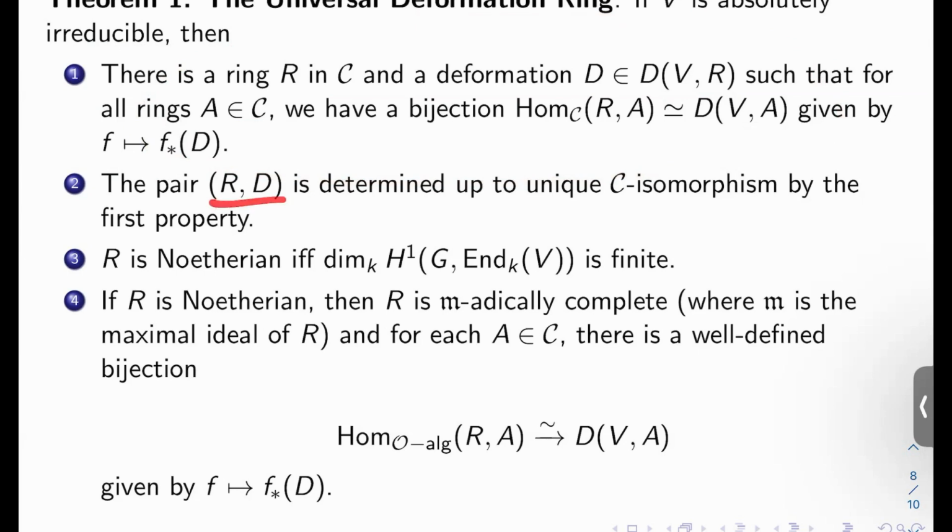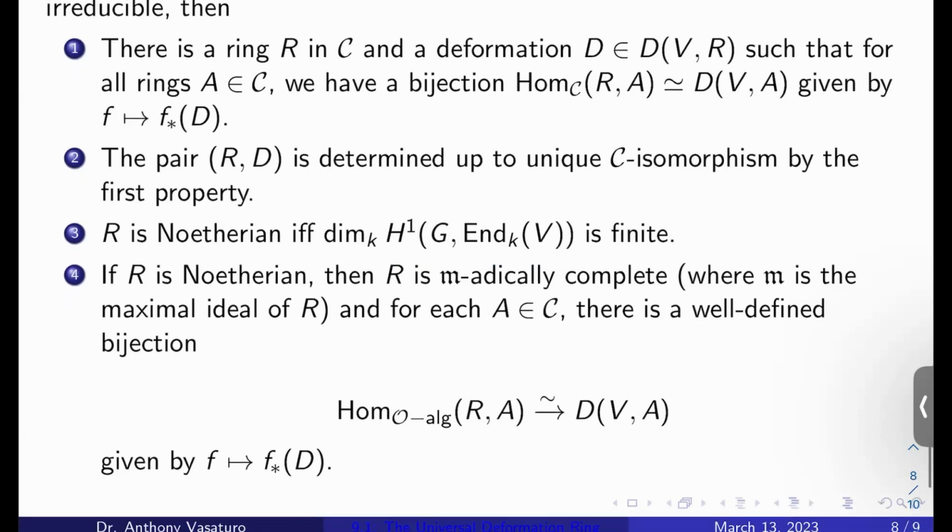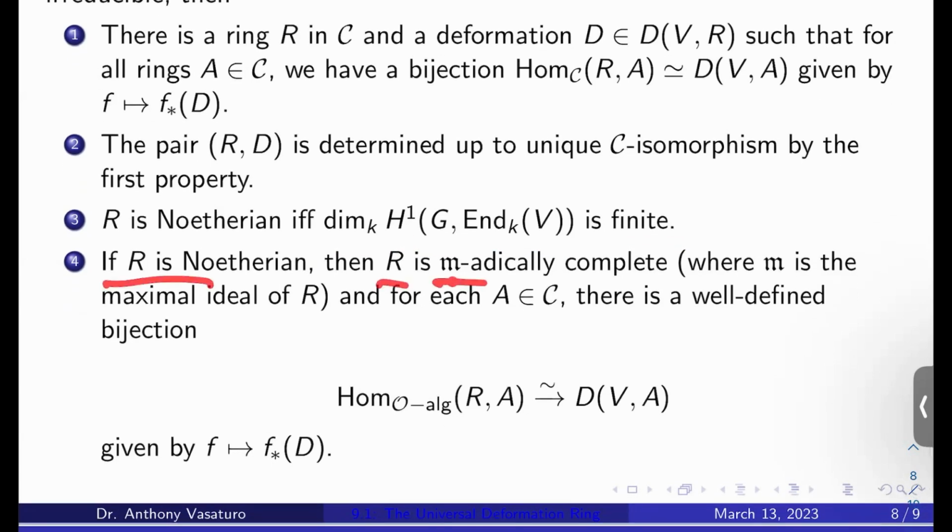2: The pair (R, D) is determined up to unique C isomorphism by the first property. That's just basically category theory nonsense. 3: R is not Noetherian if and only if the K dimension of the first cohomology group H^1(G, ad V) is finite. 4: If R is Noetherian, then R is m-adically complete, where m is the maximal ideal of R. And for each A in C, there is a well-defined bijection from O-algebra maps from R to A and D_V(A), and it's the same map as from number 1. It sends F to F lower star of D.